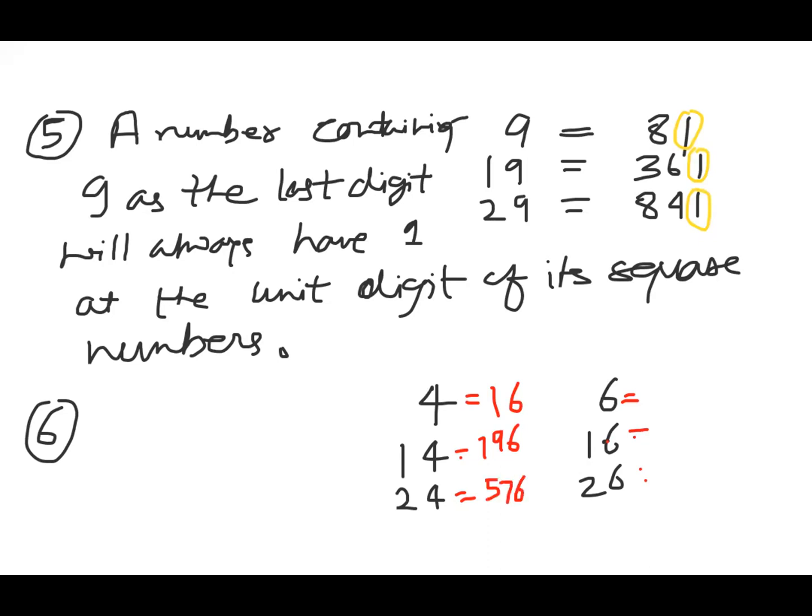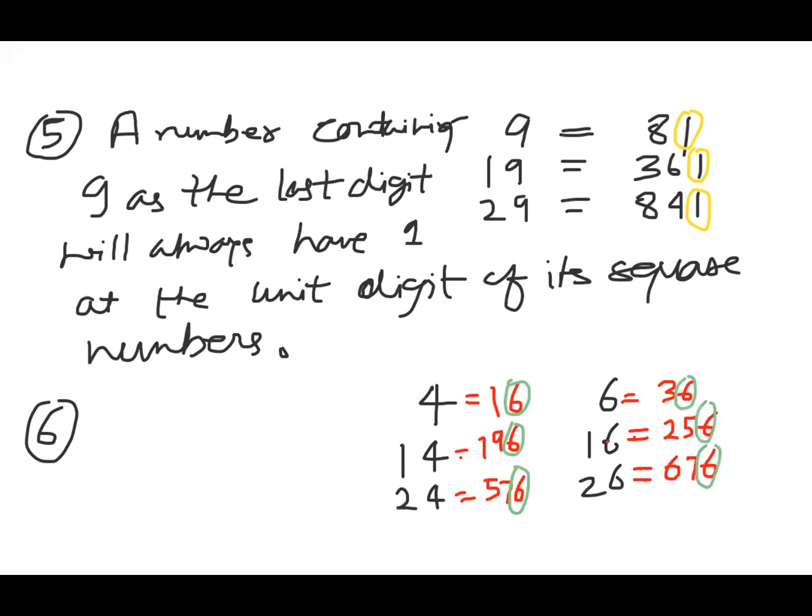Very good. 6 multiplied by 6 is 36. 16 multiplied by 16 is 256. 26 multiplied by 26 is 676. Very good. So we can clearly observe what is the number in the unit digit here? 6. In all these cases, the unit digit number is 6.